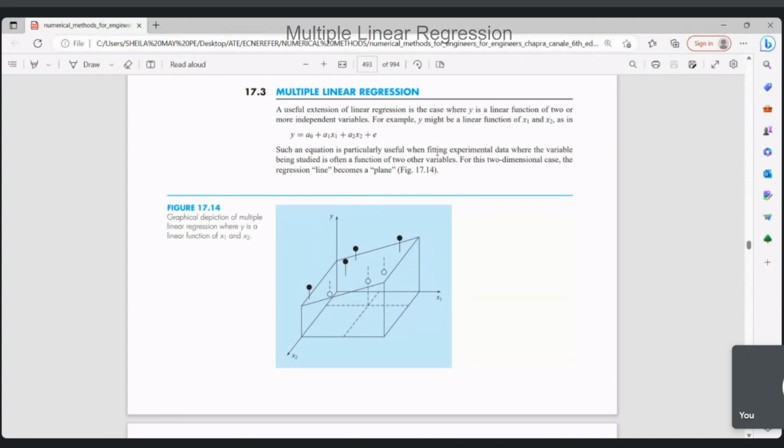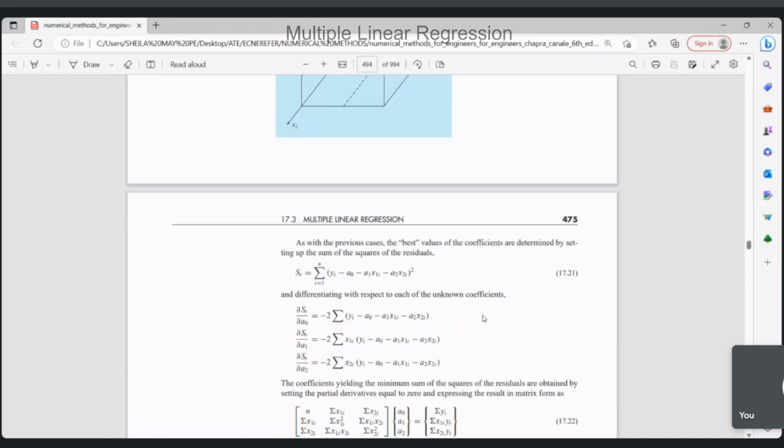Such an equation is particularly useful when fitting experimental data where the variable being studied is often a function of two other variables. For this two-dimensional case, the regression line becomes a plane. Now, as in the previous cases from our previous topics in class, the best values of the coefficients are determined by setting up the sum of the squares of the residual.